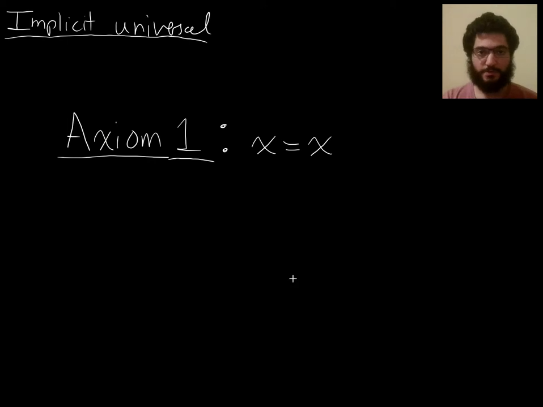So pretty soon we're going to be done with the logic section, and we're going to start with our first axiom. And it's this, axiom 1. X equals X. This is a proposition. Every axiom or theorem or definition that we look at will be in the form of a proposition.